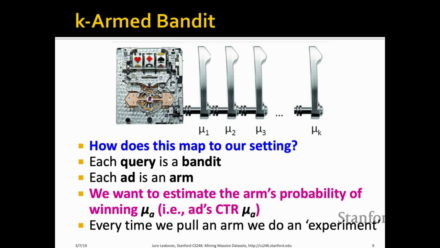What we want to do is estimate each arm's probability of winning, mu A, which in the context of ads can be seen as the click-through rate. The intuition here is that every time we pull an arm, we do an experiment. We are not only logging whether the user clicked on that ad or not, but we're also using all this information to make our system more aware of which ads are liked by people and which ads are ignored by people. Based on this, we're going to slowly optimize our strategy of which ads we show and which ads we eventually hide.